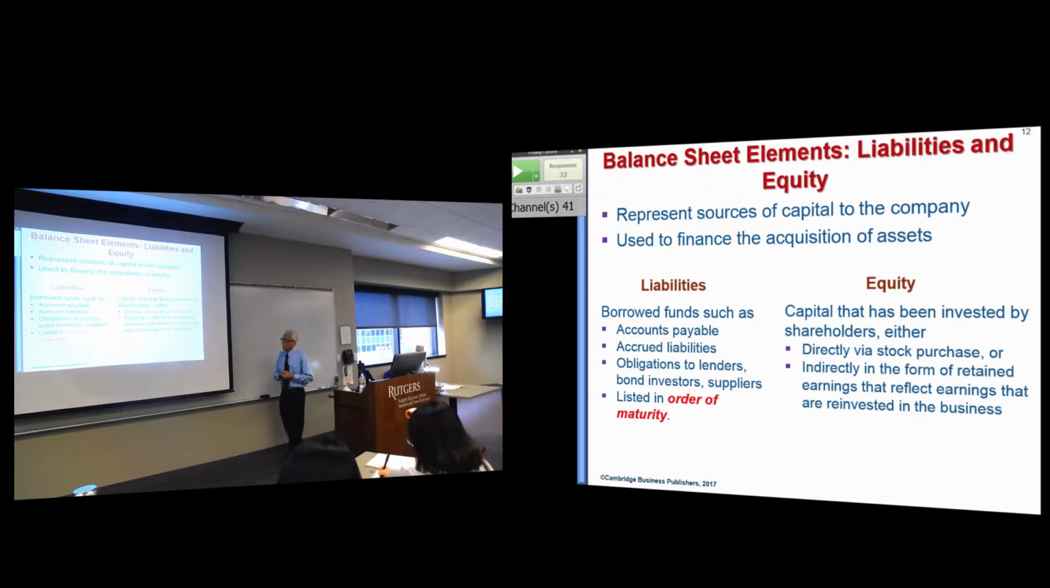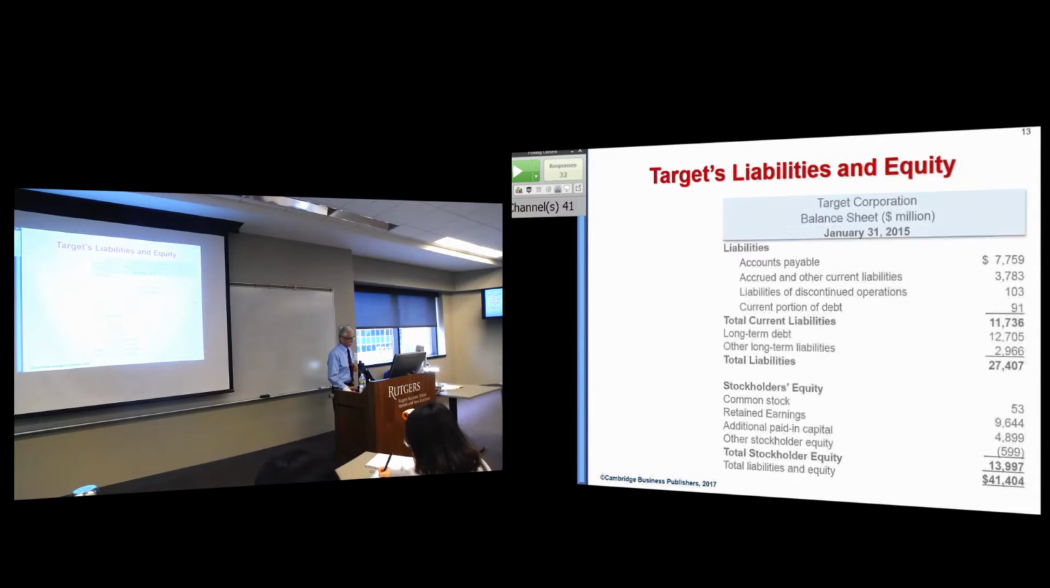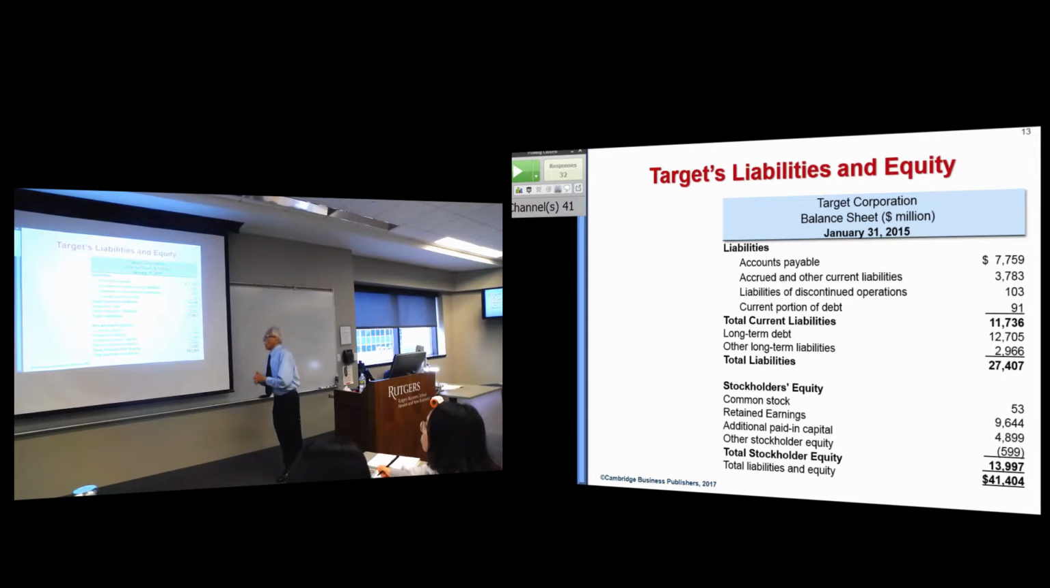Now, if you look at Target's liabilities, notice again they're listed in order of maturity. What matures first? Accounts payable matures first. Then you've got accrued liabilities. Forget about the discontinued. We will see that in later parts of the program. And then the current portion of debt, and Steve, I'm going to get to your question in a second. Those are liabilities that we expect to pay within 1 year or operating cycle, whichever is longer. And then the long-term liabilities, long-term debt, and bonds.